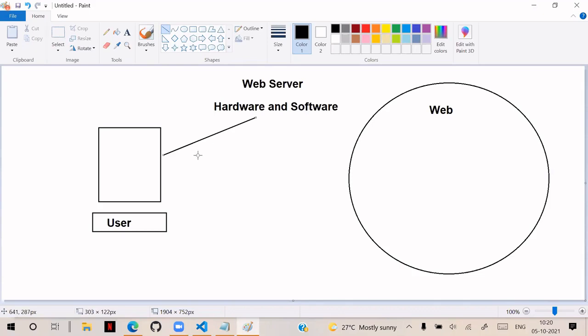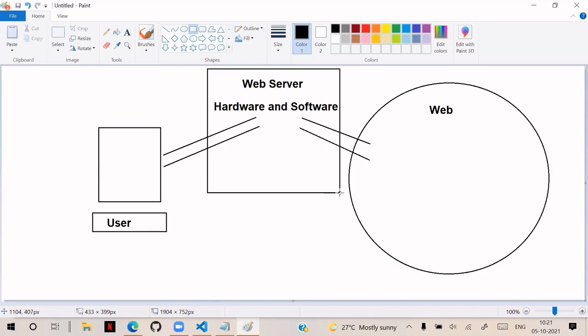That means I make a request. That request will first go to web server. Web server will process the request. It will get the information from the web and it will send response back to you. So web server is responsible for handling the request from the client, process that request and send a response. Web server resembles both hardware and software. That means actually this work is maintained by a separate computer.